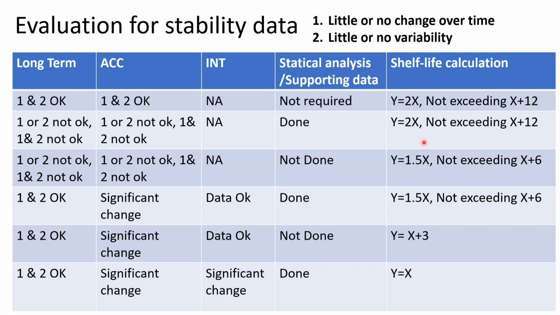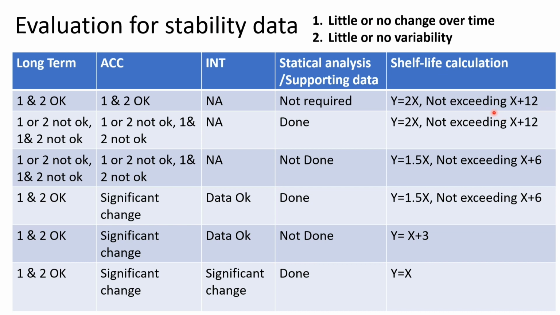So Y is equal to 2X. If you completed 12 months, 12 into 2, 24 months, your shelf life will be 24 months when you completed 12 months. Long-term stability study is successful, ACC also successful. Now, if you complete 24 months, 24 into 2 is 48, but 48 you cannot give, because the second clause will come: it should not exceed X plus 12.